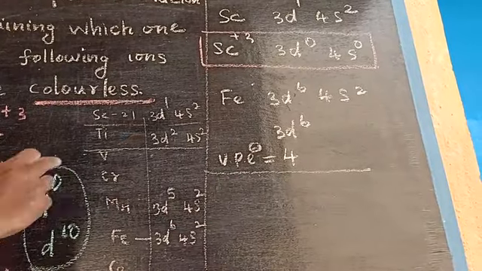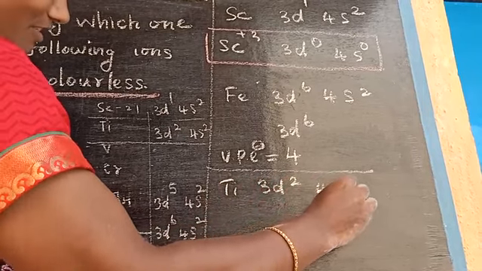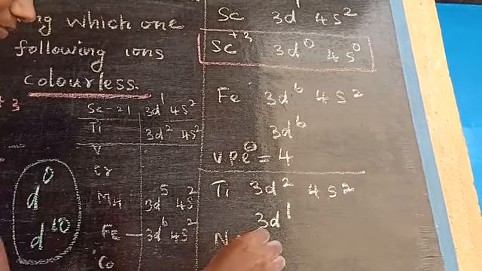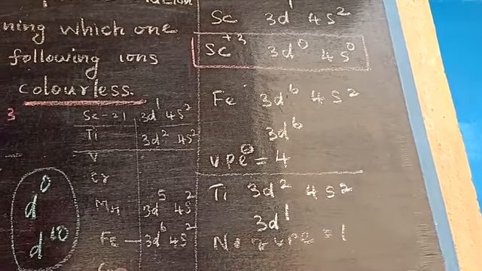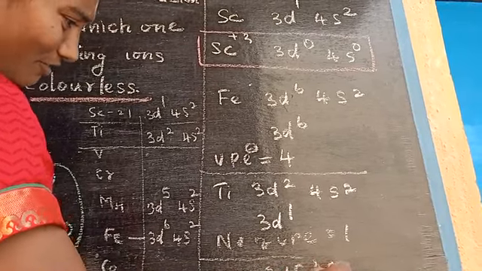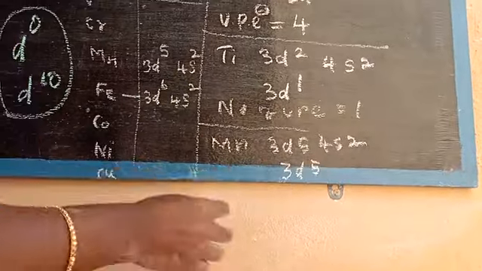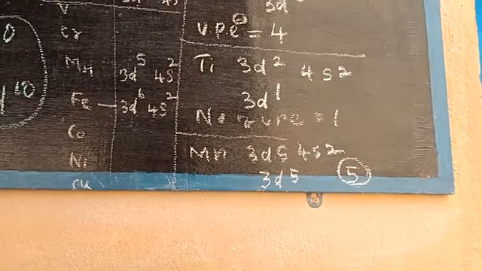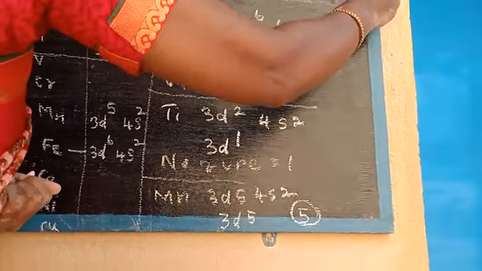Next, titanium 3 plus. Titanium is 3d2, 4s2. Losing 3 electrons leaves 3d1. So the number of unpaired electrons is 1, so it is colored. And next, Mn plus 2. Manganese is 3d5, 4s2. So for Mn plus 2, it is 3d5. What is the number of unpaired electrons? It is 5, so it is colored. Whereas 3d0 is colorless.